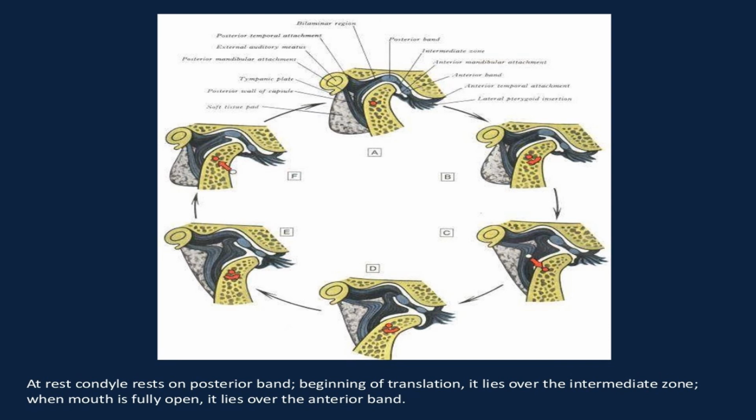94. At rest, the condyle rests on the posterior band. At the beginning of translation, it lies over the intermediate zone. When the mouth is fully open, it lies over the anterior band.